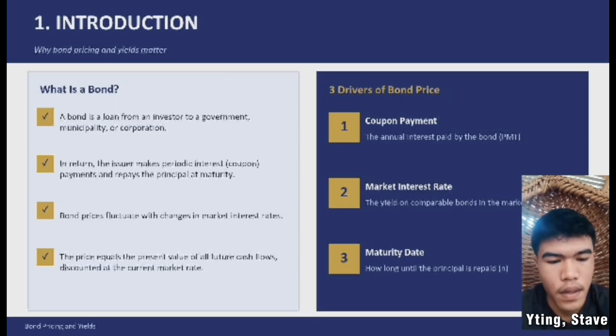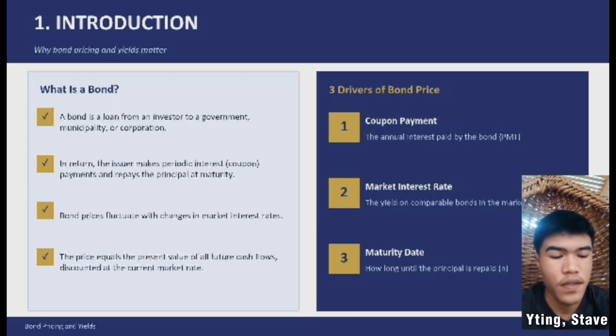What is a bond? A bond is a loan from an investor to a government, municipality, or corporation. It returns to the issuer-maker periodic interest coupon payments and repays the principal at maturity. Bond prices fluctuate with changes in the market interest rate. The price equals the present value of all future cash flows, discounted at the current market rate.